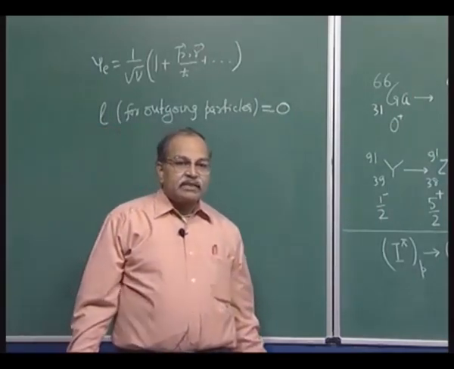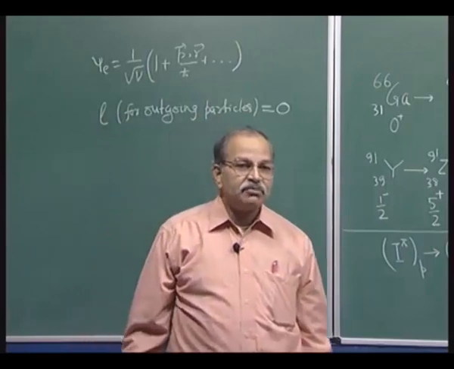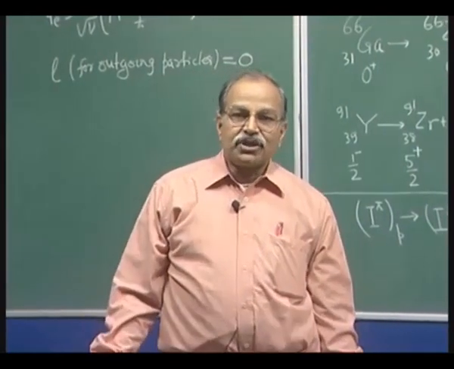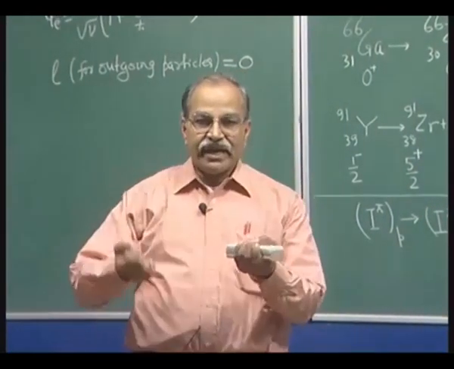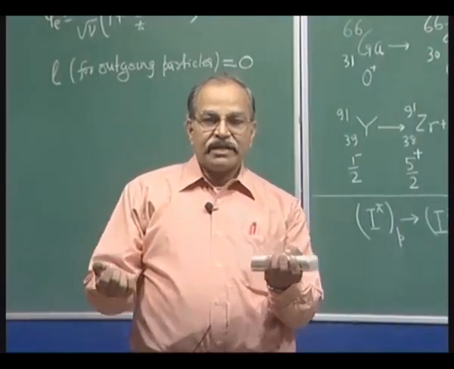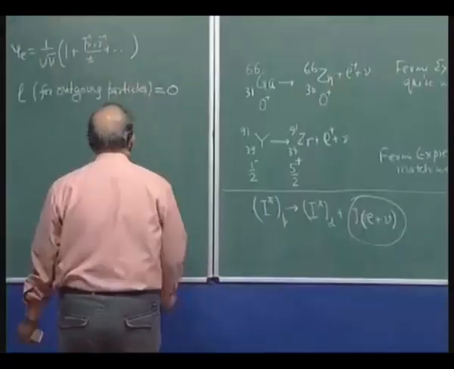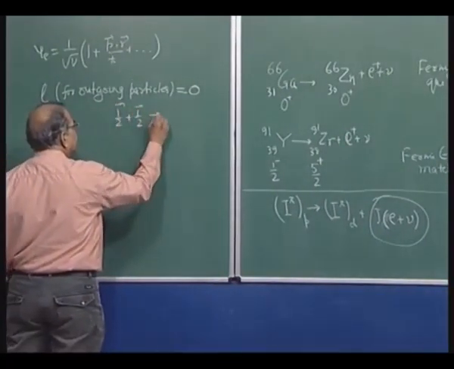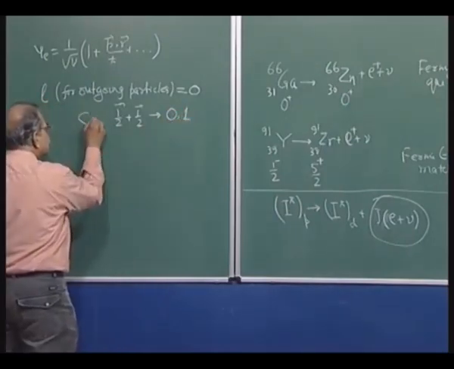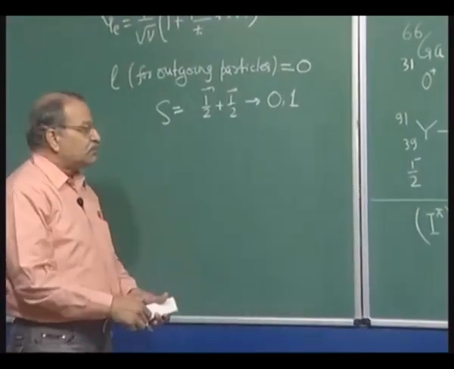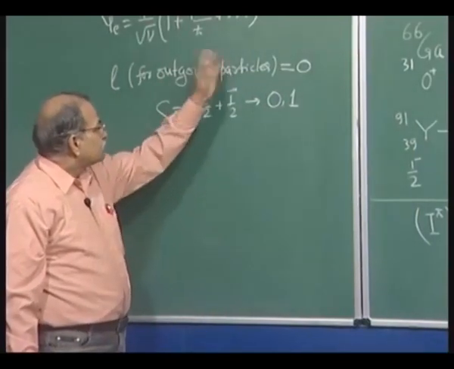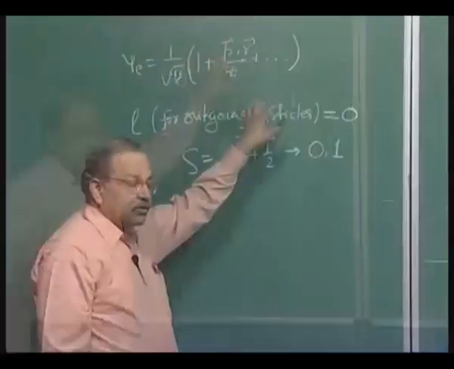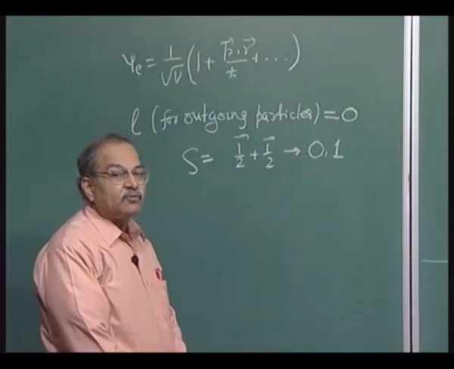But then these two particles are fermions, they have a spin quantum number and both are spin half particles. So, the electron and neutrino have half and half spin angular momentum, and that can combine to half plus half, to 0 or 1. So, S, the spin quantum number of these two particles, electron and antineutrino or positron and neutrino, can be 0 or can be 1.